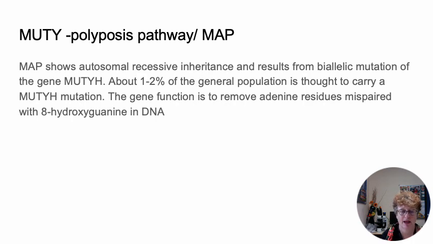So this last pathway, the MAP pathway, is very rare, and actually you don't particularly need to know about it, not like the other 3 where you really need to know about it. But it is, again, another way of getting an inherited bowel cancer, because it results from 2 mutations in this gene here, the MUTYH gene, and about 1 to 2% of the general population carry a mutation. That's all I'm going to say about that one.